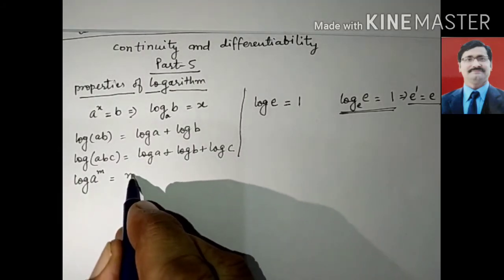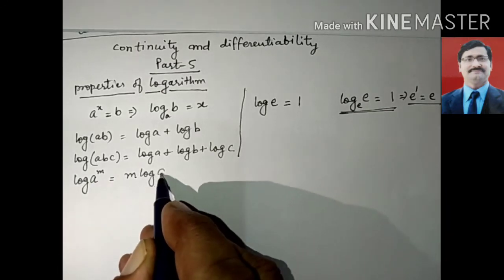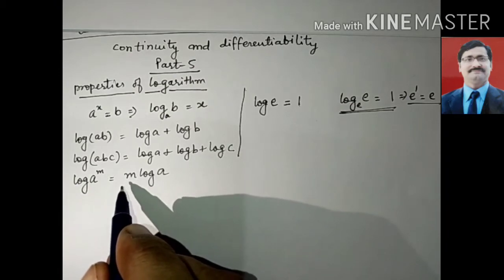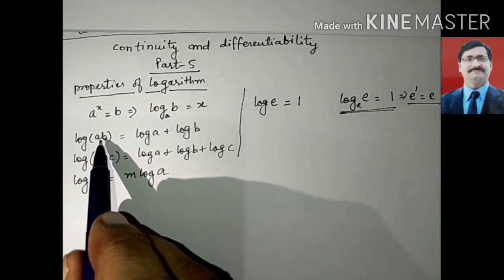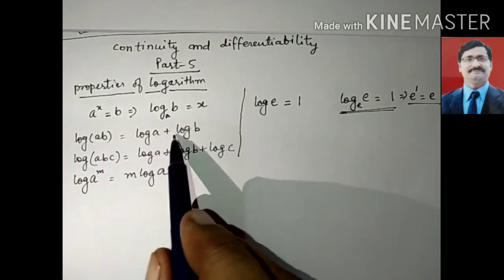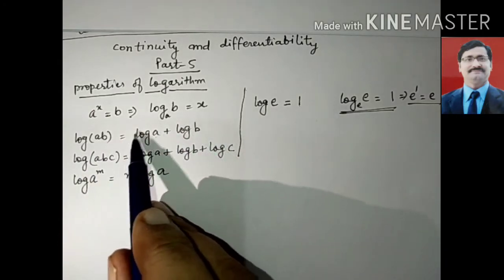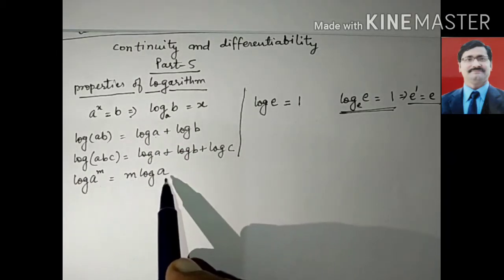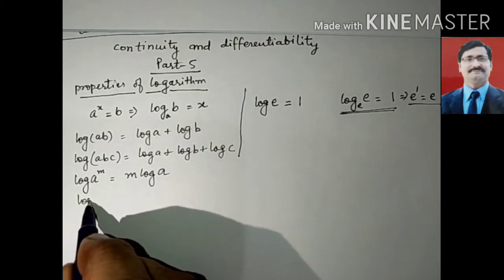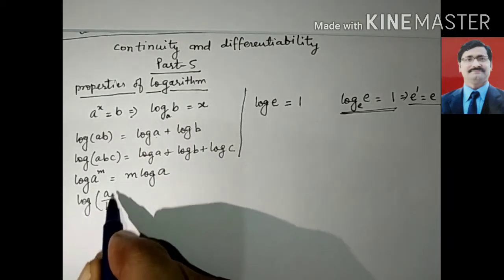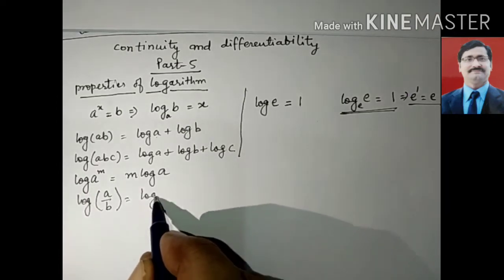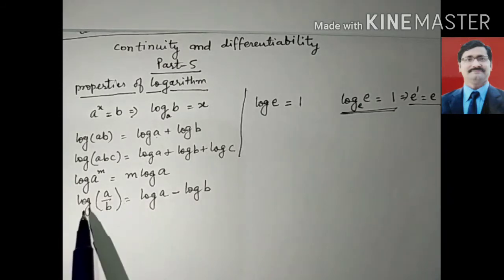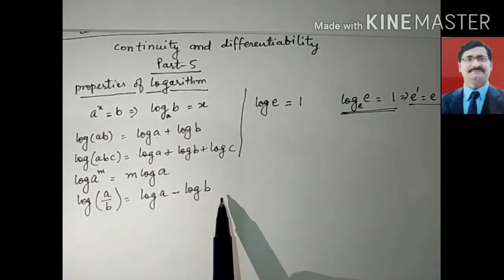Now look here, if you have log a power m, you can write m log a, that you should know. This power you can write as multiplication. As you have a and a, both sides a, then you can write log a plus log a. Log a we have 2 times, so you can write 2 log a. So you write directly that log a power m equals m log a. And look here, if you have a divided by b, you can write log a minus log b. Do you all understand this? If you have log a upon b, what can we write? Log a minus log b.